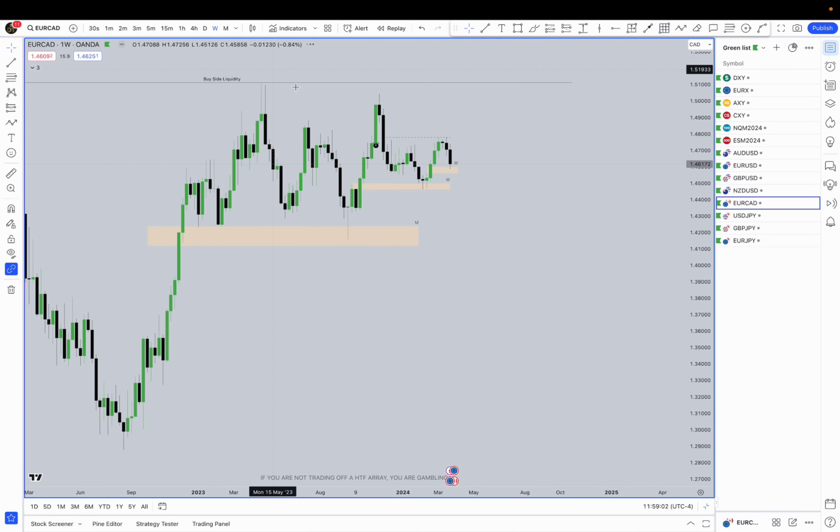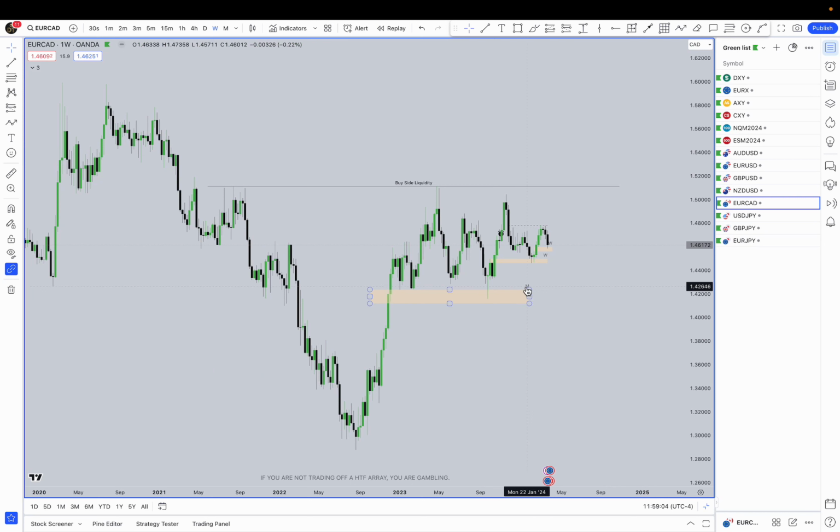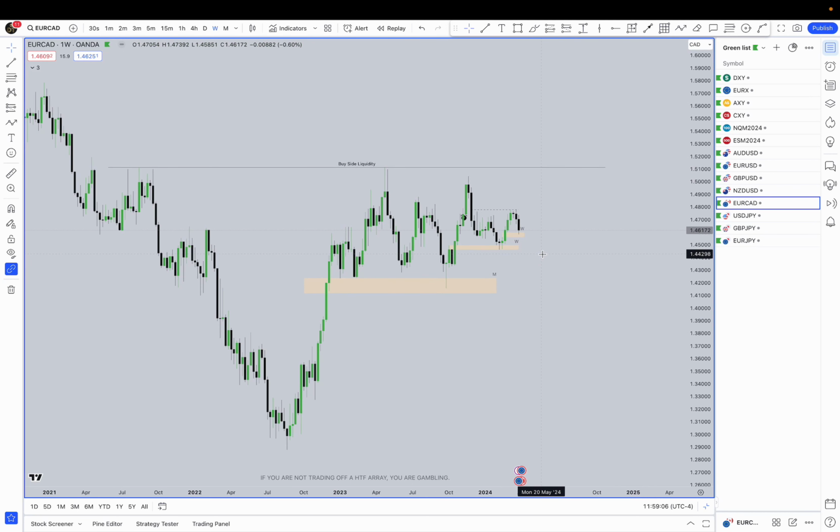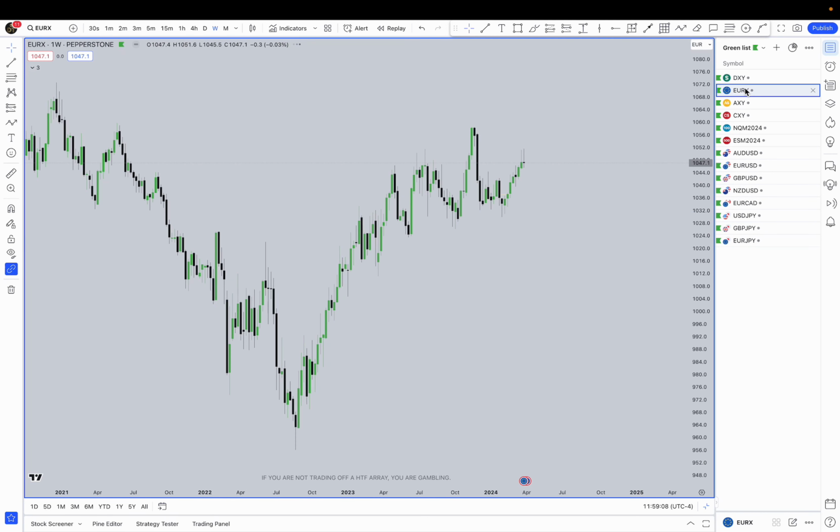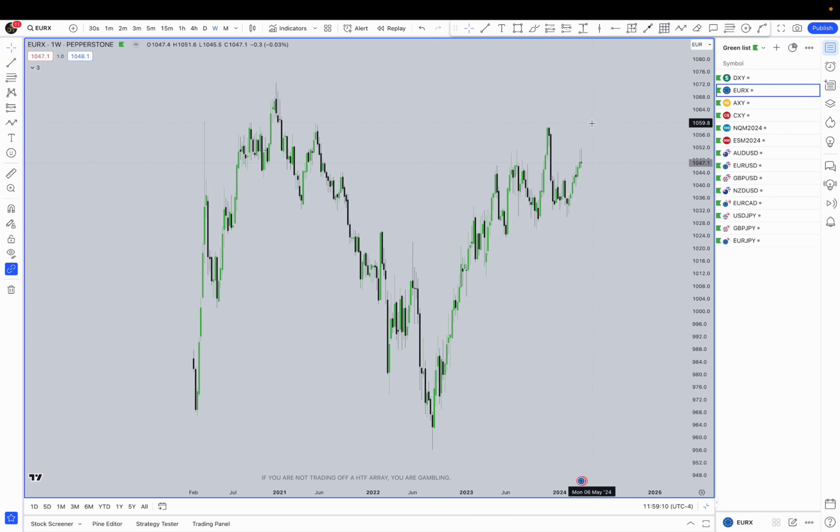Then there is one Canadian pair I want to show you, and that is EUR/CAD. And if we take a look, the Euro is quite bullish for the last few weeks.